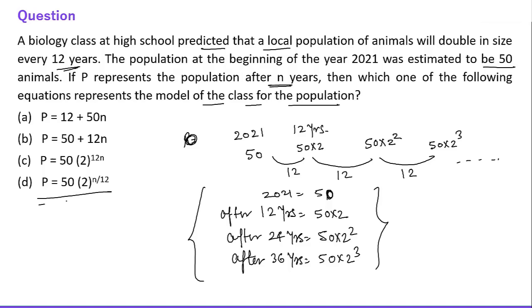So in option number D, clearly, we are getting these numbers. 50 into 2 raised to the power n by 12. If we put n as 12, it is 2 raised to the power 1. If you are putting n equal to 24, then 50 into 2 raised to the power 2 we will be getting. If you are putting n equal to 36 years, then 50 into 2 cube. So obviously, D option is the correct choice. Fine, everyone? Right. Okay. Now let's move to the other question.